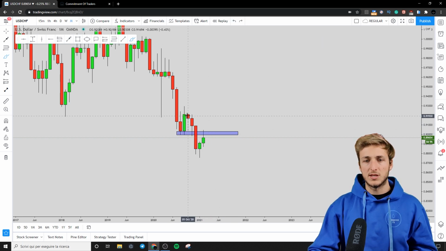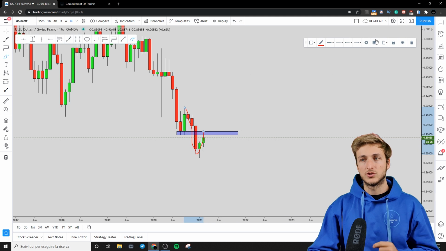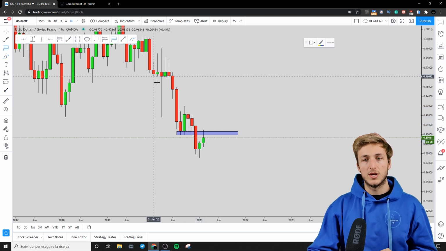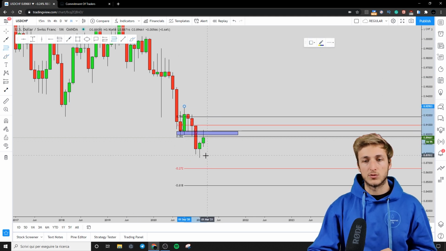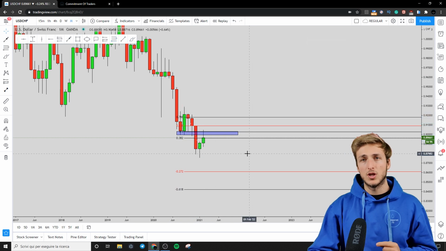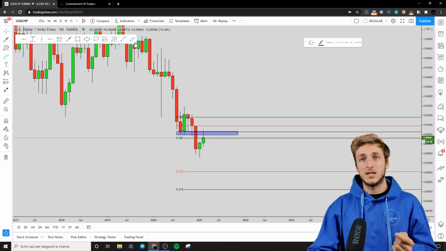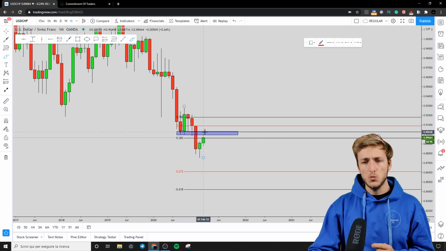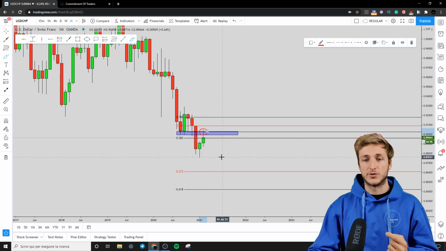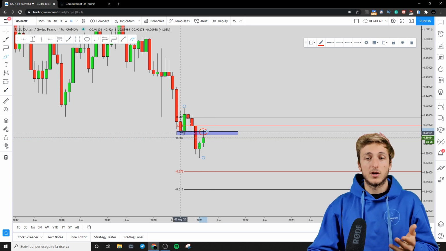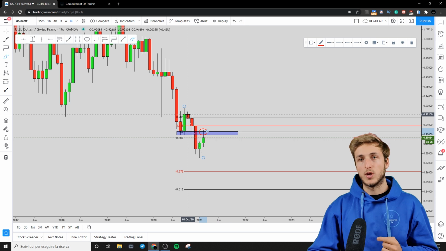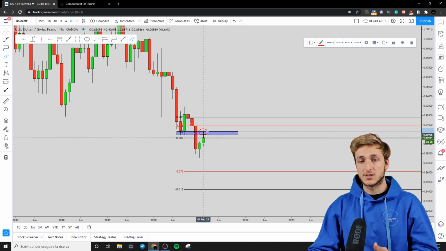Now, generally speaking, after an impulse, if you want to measure the correction, what you have to do is take your Fibonacci from the high to the low of the impulse. And if we take our Fibonacci from the high to the low of this impulse, we can notice an even more important thing. We can notice that this area here is actually a confluence of resistance coming from the previous support that we have already identified, which is now turned resistance, with the 50% of the Fibonacci taken on the impulse.